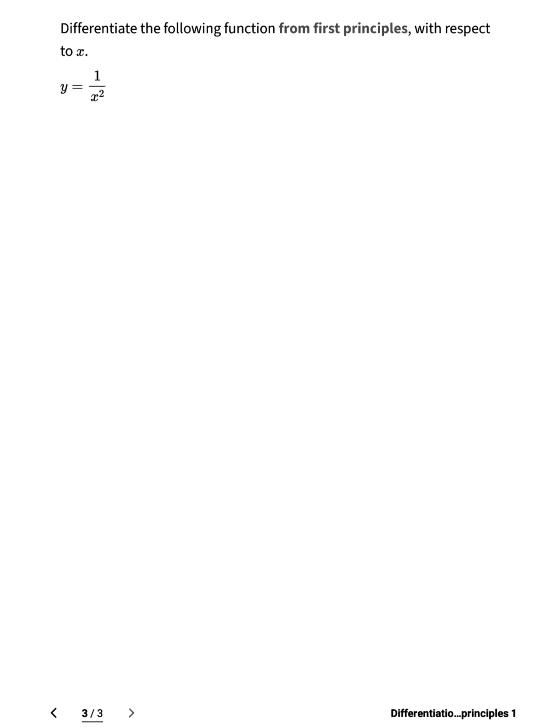Right, one final example. Now we've got y equals 1 over x squared, which is a bit more complicated. We start by writing down the formula. So first we're going to put x plus delta x into this, and we get 1 over x plus delta x all squared minus 1 over x squared all divided by delta x.